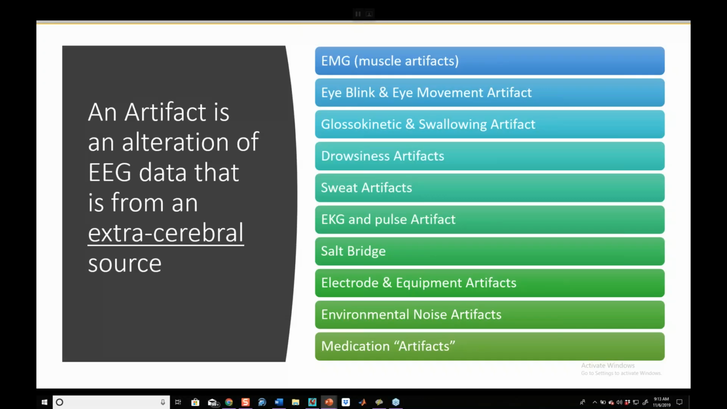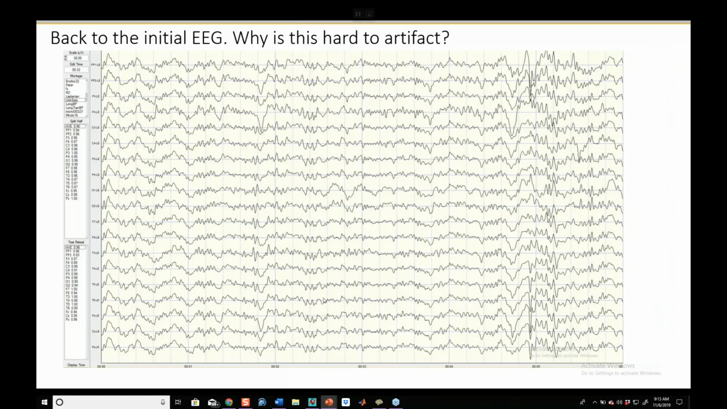So what qualifies as an artifact? An artifact is extra cerebral, not of the brain, just like an extracurricular activity is not of school, right? So today, we're going to get through muscle artifacts, eye blink and eye movement, glossokinetic, drowsiness, sweat, EKG, salt bridge, electrode and equipment artifacts, medication artifacts, and environmental noise artifacts. So we have a lot ahead of us.